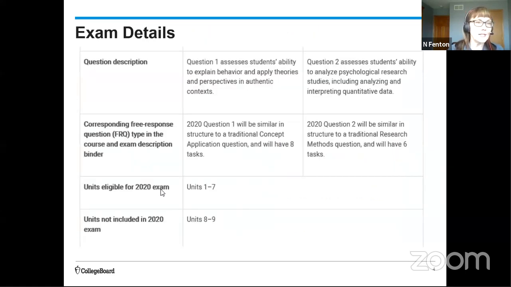The exam this year will consist of 2 questions. Question 1, concept application, is going to have 8 tasks. Yesterday at the end of the session, I gave you an 8-task concept application question to practice, so we're going to go over that today. Question 2 is research, a research methods question, and it will have 6 tasks. We'll be giving you practice versions of both of these during these videos.